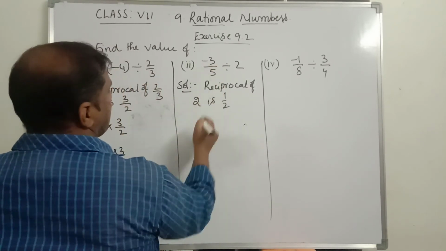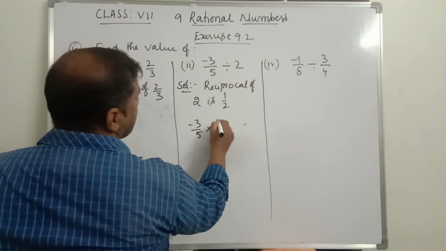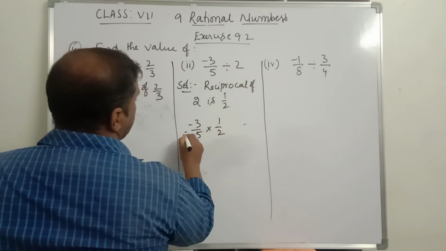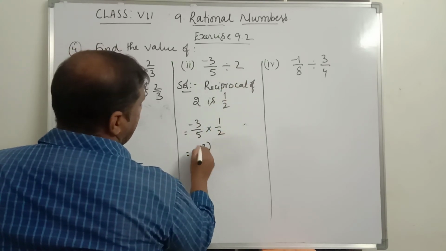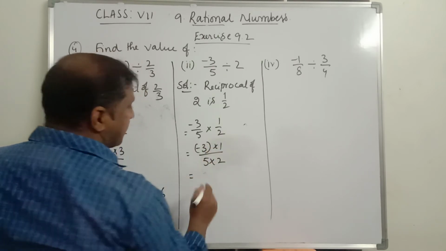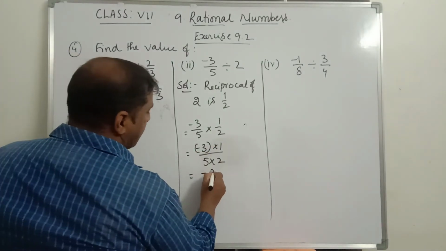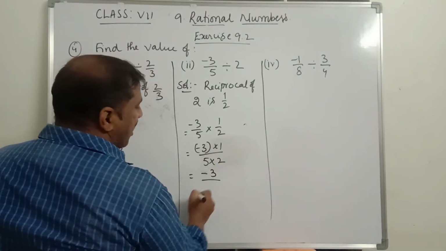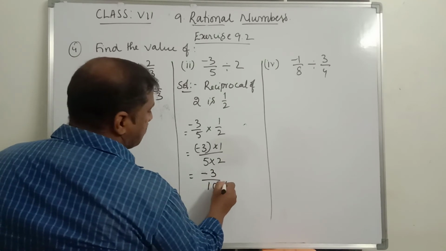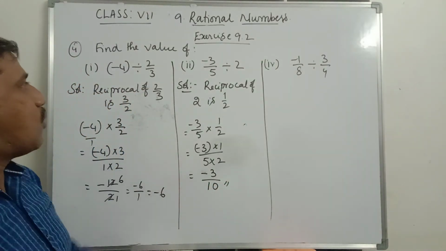Now multiply the first fraction, minus 3 by 5, with the reciprocal of 2, that is 1 by 2. That equals minus 3 into 1 divided by 5 into 2. Minus into plus is minus, 3 into 1 is 3, divided by 5 into 2, 5 2s are 10. Minus 3 divided by 10, that is the quotient we get.